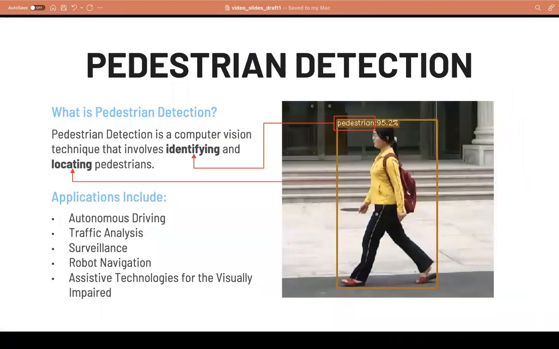I'm going to start by talking a bit about pedestrian detection, which is a computer vision technique that involves identifying and locating pedestrians. It uses both classification and regression. The applications of this are very wide-ranging. It ranges from autonomous driving all the way to assistive technologies for the visually impaired.